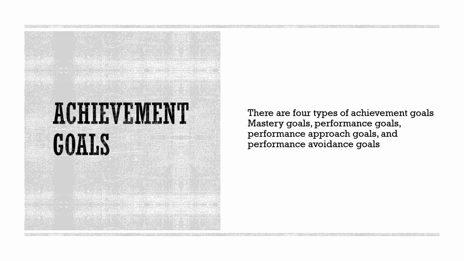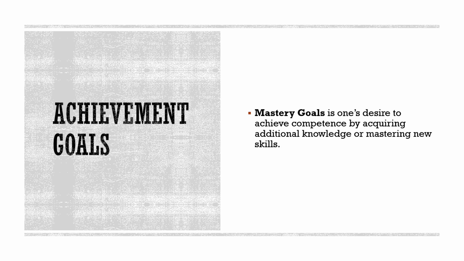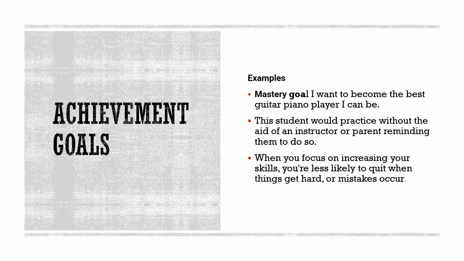Achievement goals. There are 4 types of achievement goals: mastery goals, performance goals, performance approach goals, and performance avoidance goals. So a mastery goal is one's desire to achieve competence by acquiring additional knowledge or mastering a new skill. So here's an example. I want to become the best guitar or piano player I could be. So this student would practice without an instructor or a parent even telling them to do so. When you focus on increasing your skill, you're less likely to quit when things get hard.